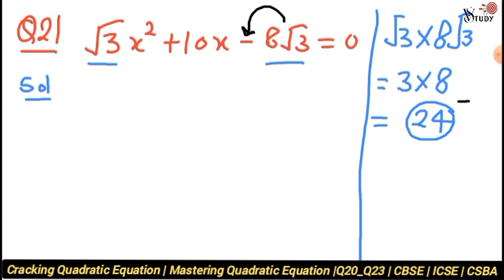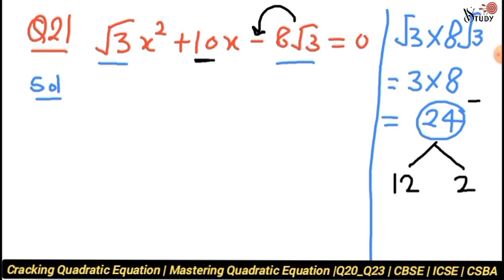The sign of the constant term here is negative, so we have to find two factors of 24 whose subtraction is 10, and it is very easy. 12 times 2 is 24, and the difference of 12 and 2 is 10. When we subtract 2 from 12, we have 10. So this is our basic strategy we discussed. Now solve this question.